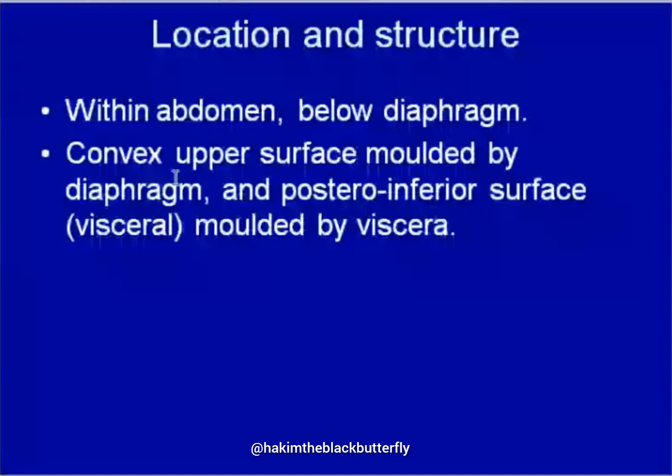So that upper surface which molds the domes of the diaphragm is the superior one in its contact with the diaphragm, and the inferior surface of the liver is in contact with abdominal organs or structures. The inferior surface of the liver is known as the visceral surface because it is in contact with the viscera, which are the structures of the abdomen. And the upper surface, which is convex, is in contact with the diaphragm.